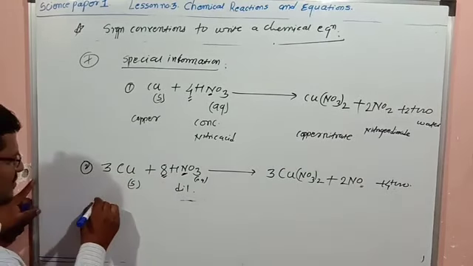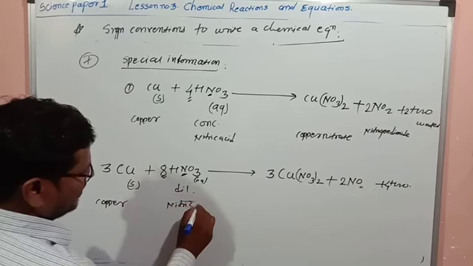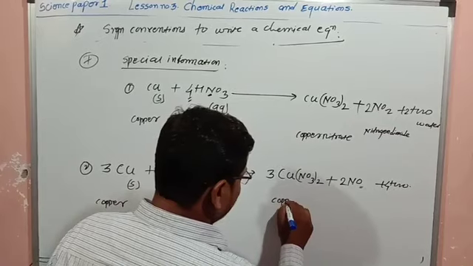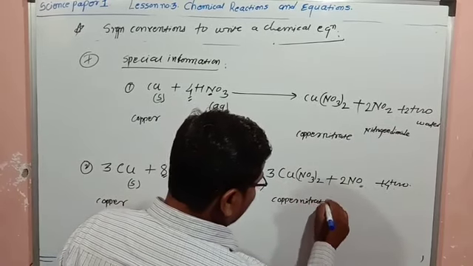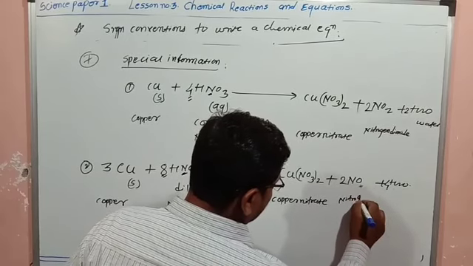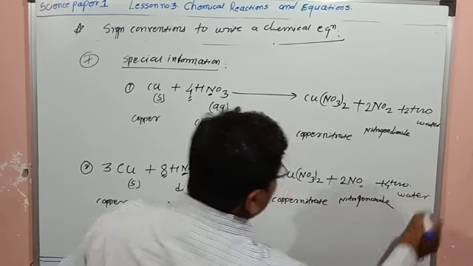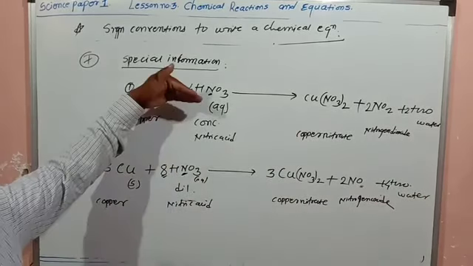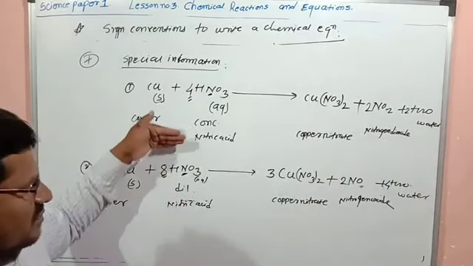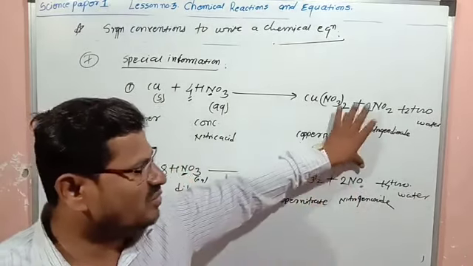So the names of the reactants: this one is copper, this one is dilute nitric acid. The reaction will take place, and here it will give copper nitrate, this one is nitrogen oxide, and a water molecule is there. So you can write the difference. If you are taking concentrated, nitrogen dioxide is formed. If you are taking dilute, nitrogen oxide is formed, and only the product will change.